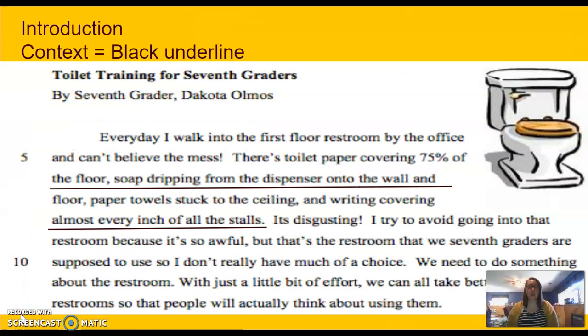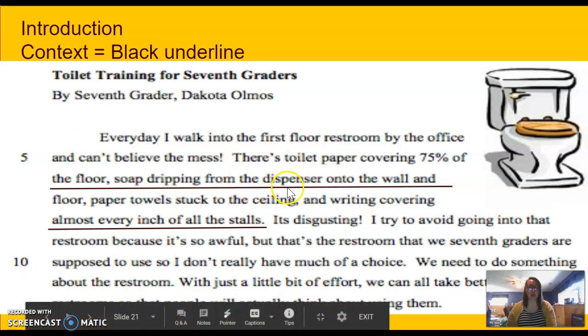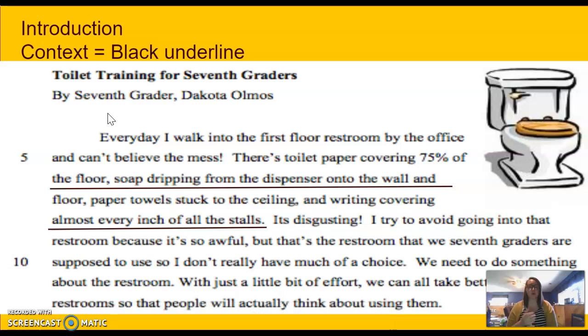So if we look at Dakota's essay, I have the context underlined in black here. First, I don't bring this up specifically in this lesson, but we also have an attention getter in our essay. "Every day I walk into the first floor restroom by the office and I can't believe the mess." This is a really nice attention getter because we're wondering, oh my gosh, what's going on in this restroom? Why is it so messy? So then she gets into the actual context of the issue.